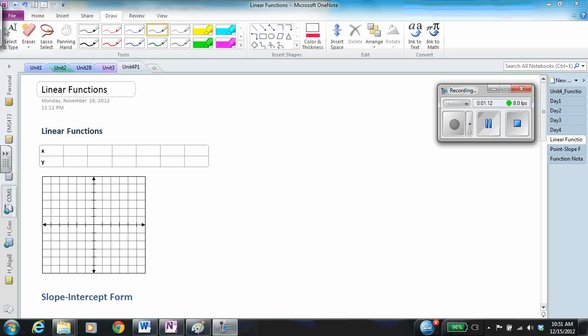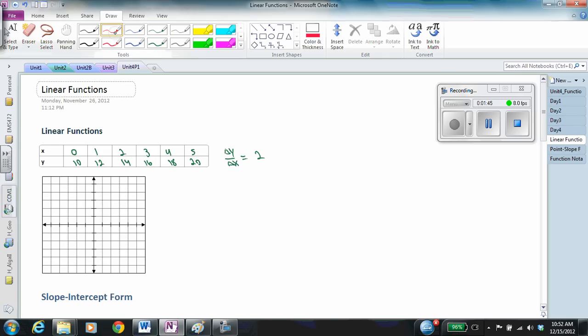So let's say I wanted to look at a table of values, and I wanted my table of values to represent a linear function. We'll start with an easy example. X is going up 0, 1, 2, 3, 4, 5. Let's say y starts at 10, and it goes up 12, 14, 16, 18, 20. Question: is this a linear function? Yes, it actually is, because the rate of change is constant. Change in y divided by change in x in this table is always going to be 2. So the rate of change is a constant 2.